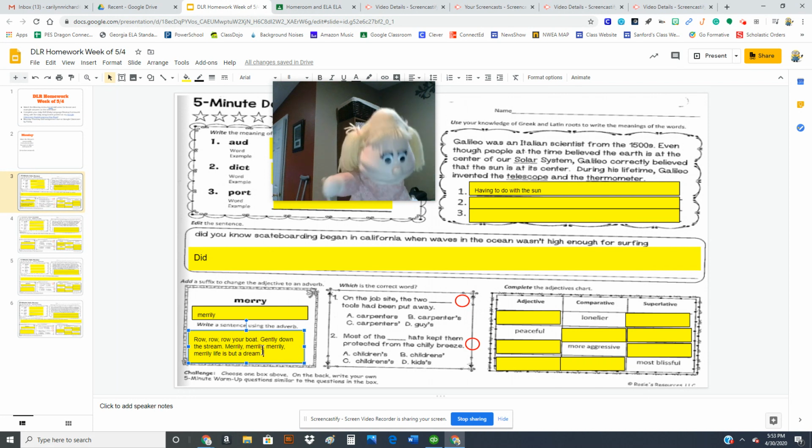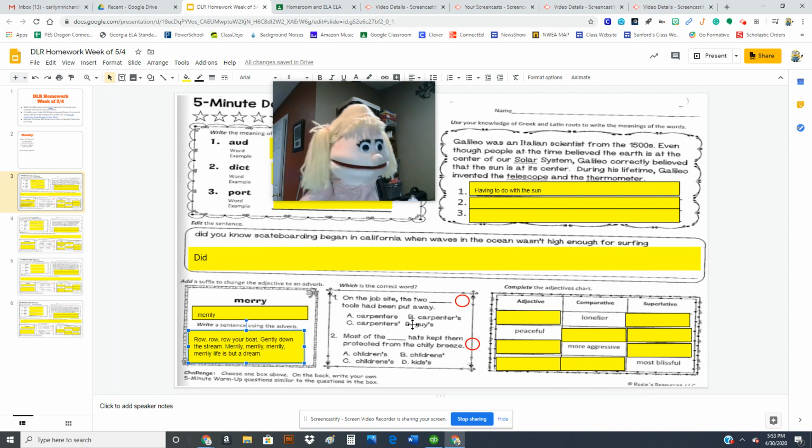I used that word in a sentence. So I've done that entire section for you. You're welcome. But on the next one, you're going to have to do that on your own. Next section. Which is the correct word? Number 1. It's a multiple choice. Number 1. On the job site, the 2 blank tools have been put away.